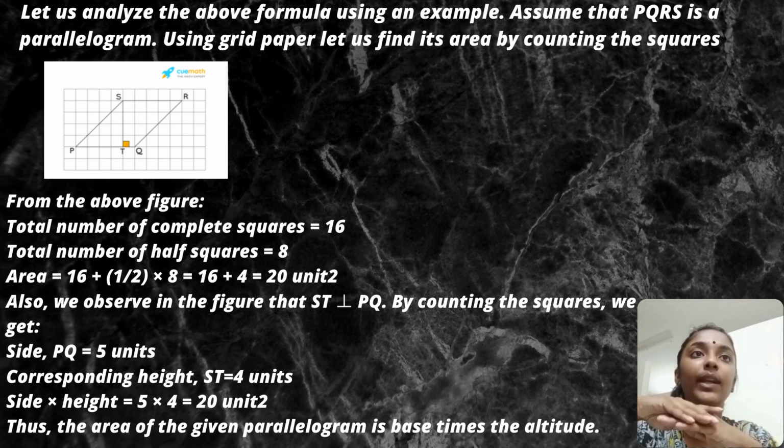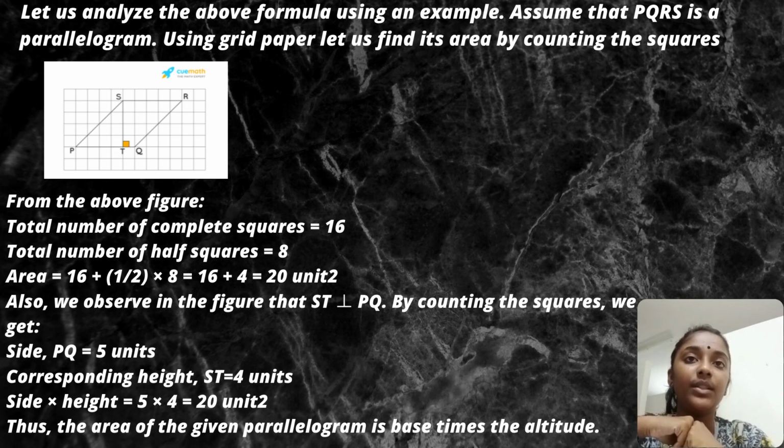Assume that PQRS is a parallelogram. Using grid paper, let us find its area by counting the squares. From the above figure, the total number of complete squares is 16. The number of half squares is 8. Area equals 16 plus 1 over 2 times 8, equals 16 plus 4, equals 20 unit square.